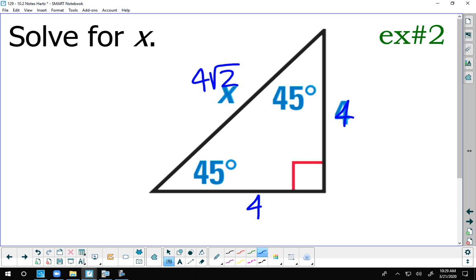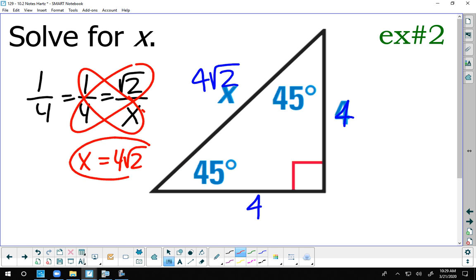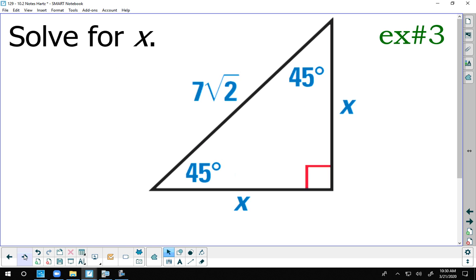Okay. And then I'll just show you if you were to set up the ratios, you would do 1/4 equals 1/4, which equals square root of 2 over our hypotenuse, which is x. And then you would cross multiply. X times 1 is x. 4 times the square root of 2 is 4 square root of 2. And we get the same thing, as you can see. Now, it's not really necessary to set this up when your leg is just a constant, but you'll see there will be cases where we will want to set it up.